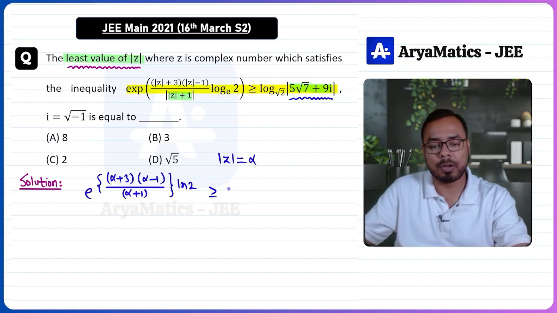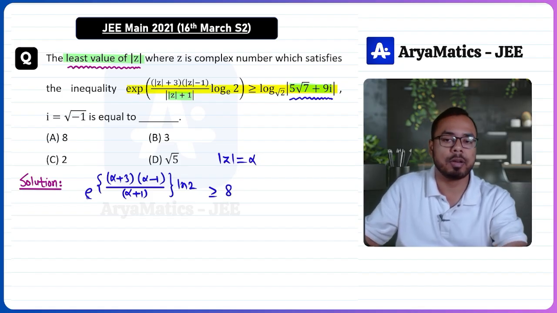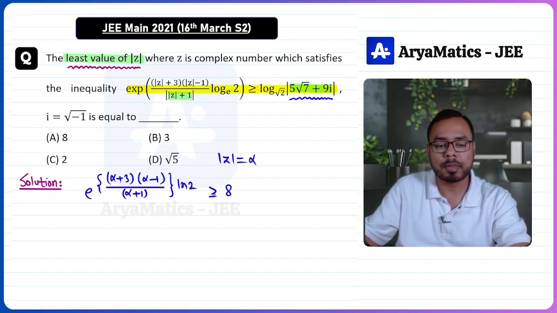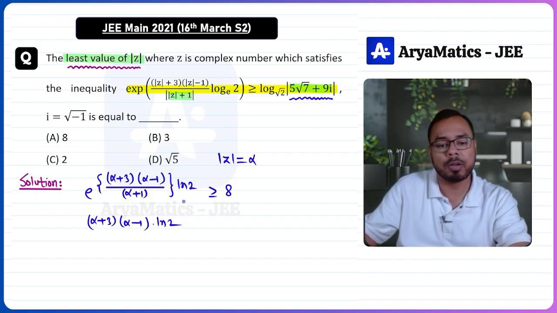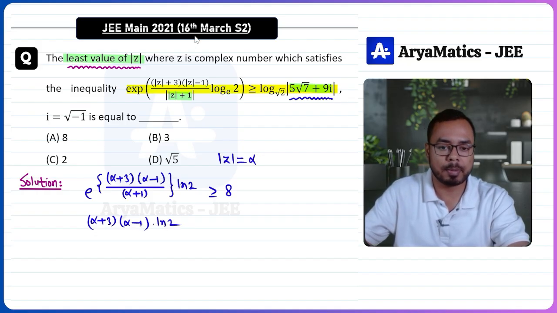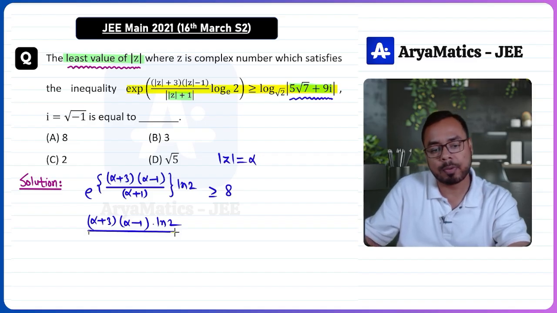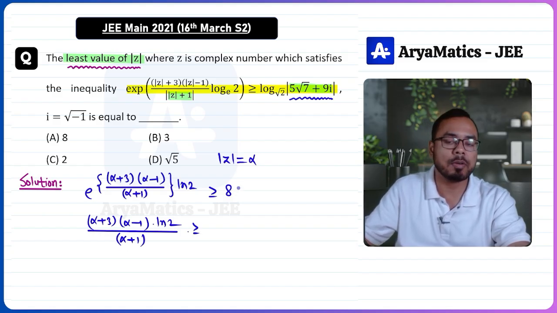And now we can take log on both sides so that we can get rid of this exponential function. So if I take log on both sides to base e, then we'll get alpha plus 3, alpha minus 1, this multiplied by log 2, log 2 to base e, so that means ln2, and this divided by alpha plus 1, and the right hand side will be log of 8, log 8 to base e.